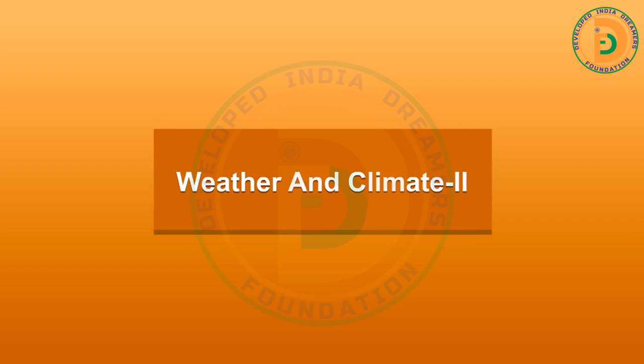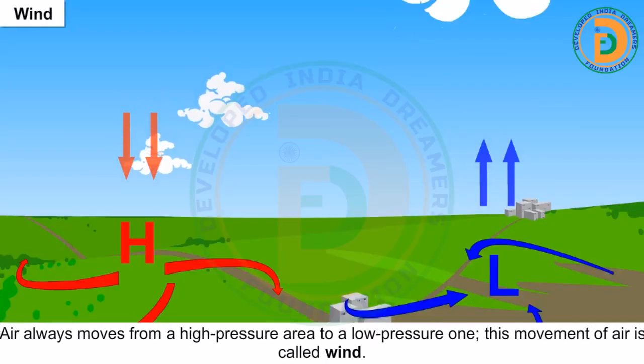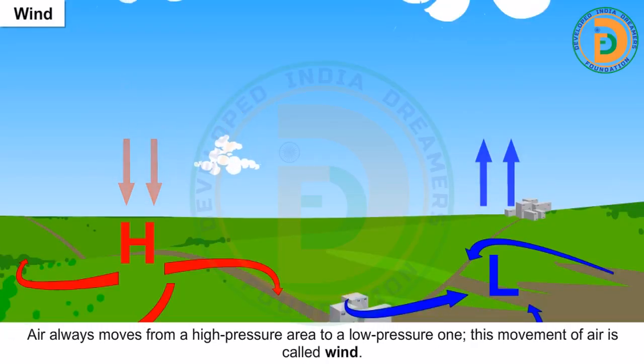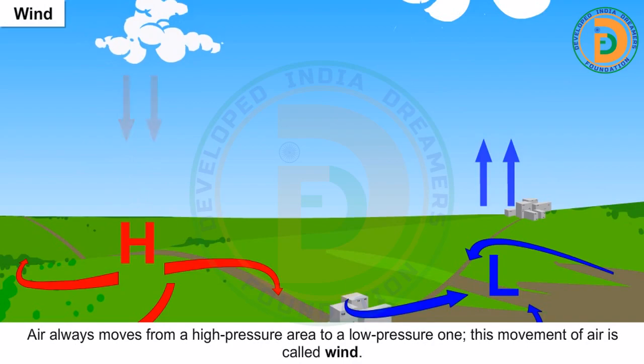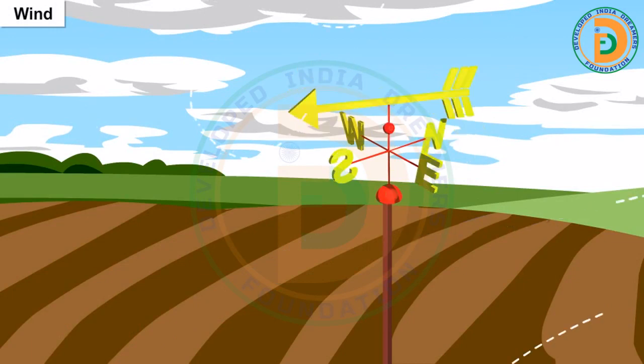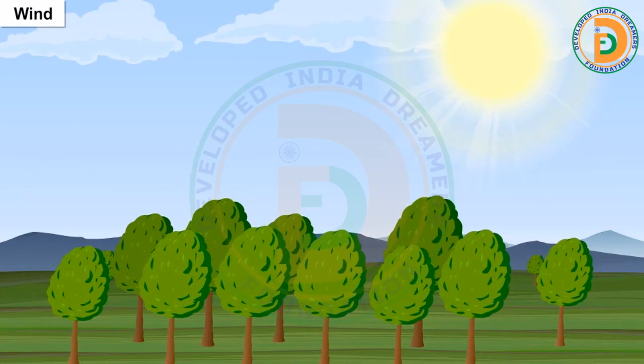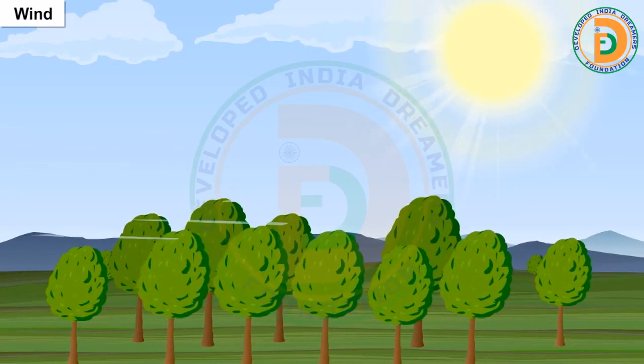Weather and Climate 2. Wind is another factor that affects the weather. Air always moves from a high-pressure area to a low-pressure one. This movement of air is called wind. Winds can be strong or gentle depending upon the speed. A wind is named after the direction from which it blows. For example, a westerly blows from the west.